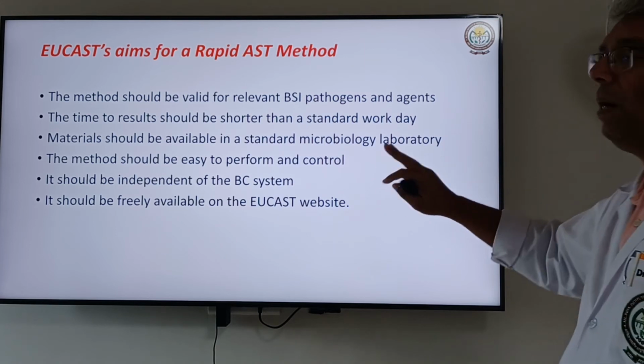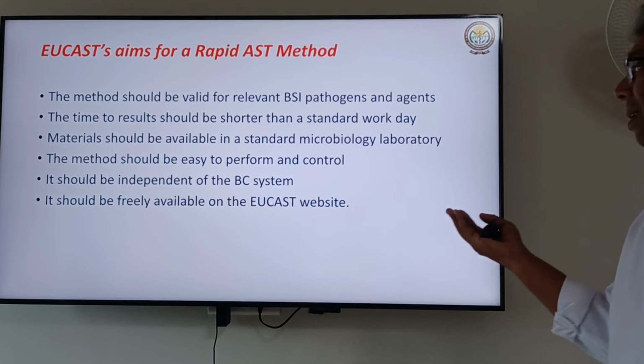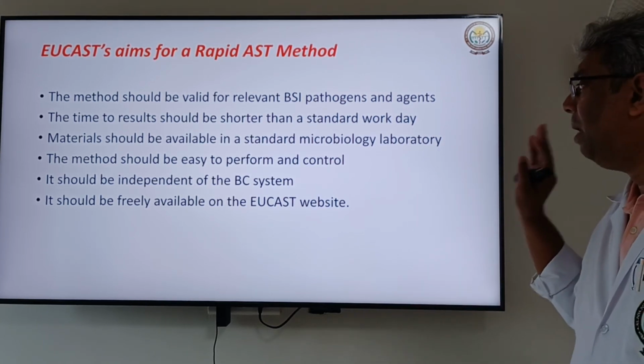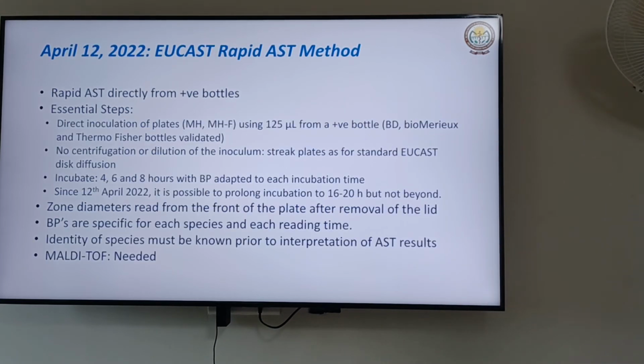It should be independent of the blood culture system. I mean, it should not be only for BD Phoenix, or only BD, or only for Bactrilide. It should be independent of the system, and it should be freely available on the EUCAST website. So they have tried to follow all these things.